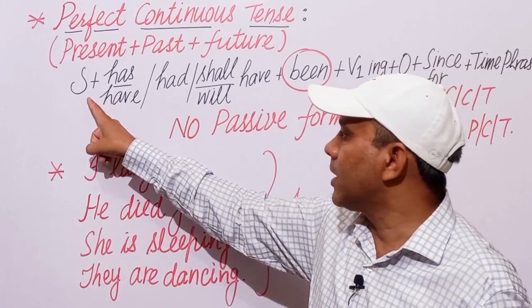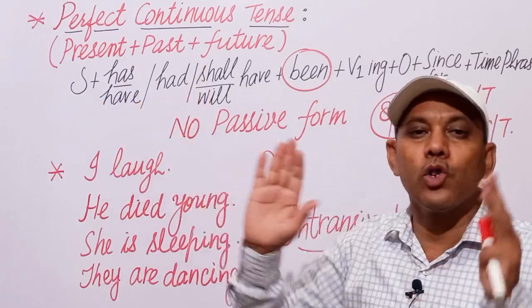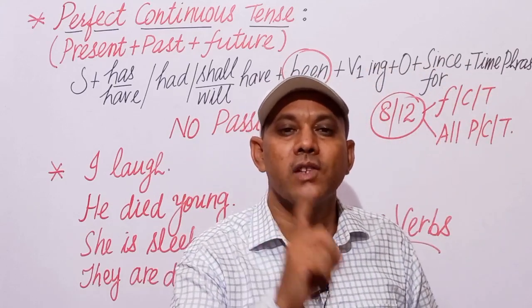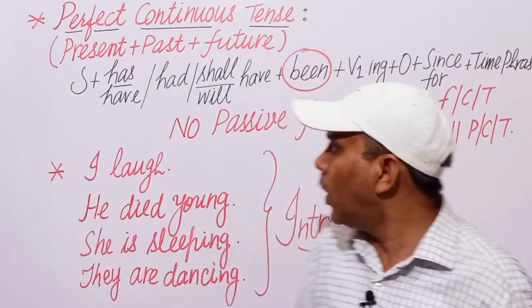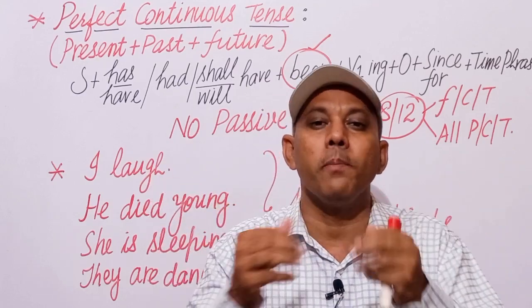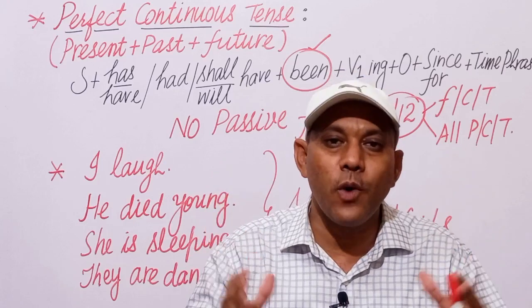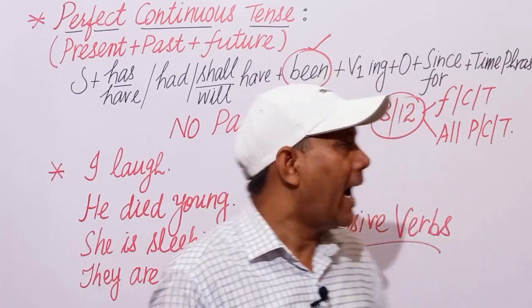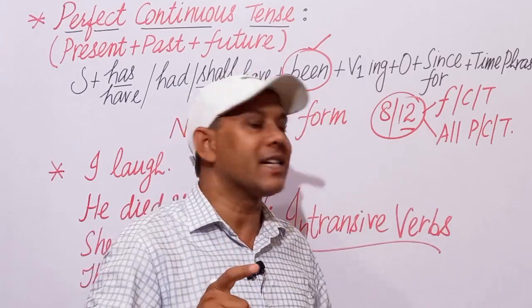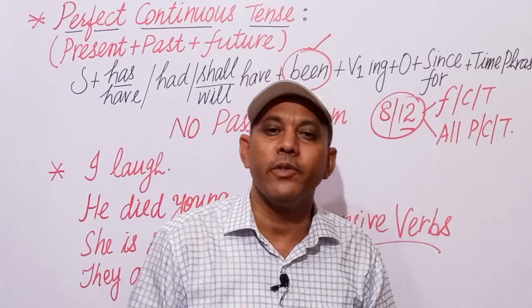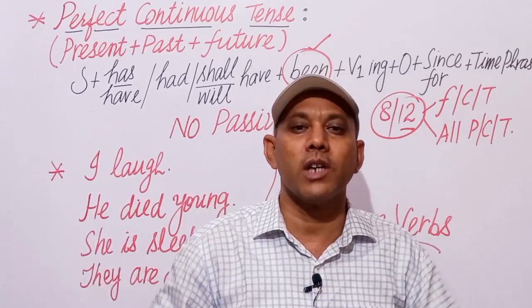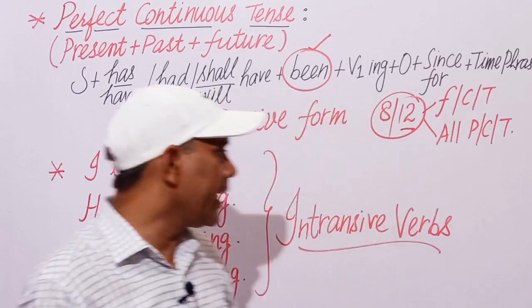For example, subject has, have or had or shall, will, have been V1 plus ing plus object since or for with a time phrase. So this been is already there and now we have nothing to add to transform it into passive voice. That is why out of 12 tenses, we can change only 8 tenses from active voice to passive voice, except future continuous, present perfect continuous, past perfect continuous and future perfect continuous. One more thing is there.